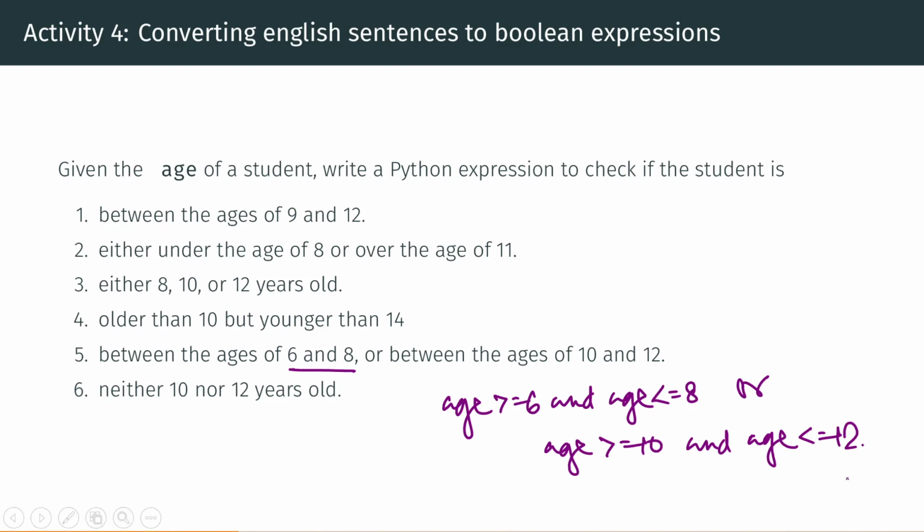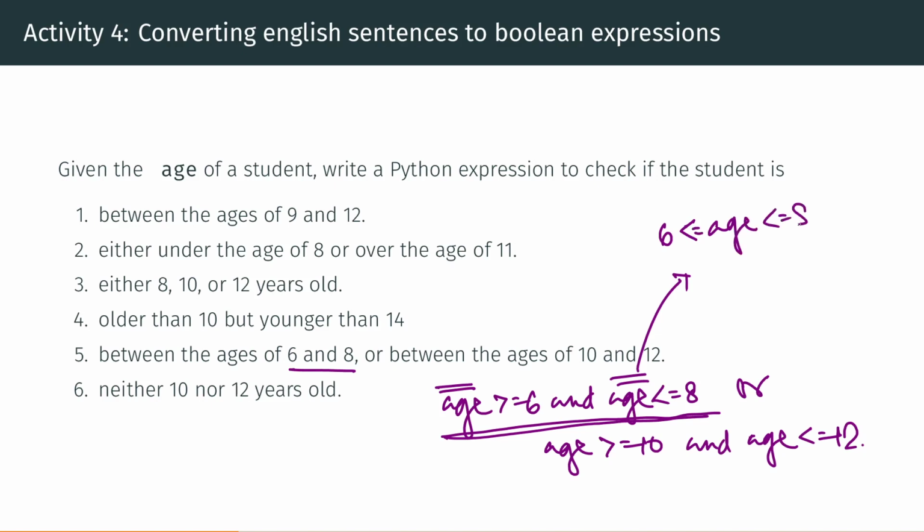Now, what Python lets you do is, if you have the same variable and you are trying to compare the variable in a range, you can combine this statement. You can write it this way: 6 less than or equal to age, which is less than or equal to 8. Just like you'd write in mathematics, you can also do in Python. So you can say 6 <= age <= 8.